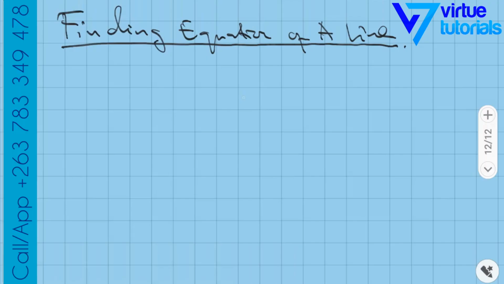Okay, so we've already discovered that all the lines that are drawn on the Cartesian plane have an equation, right? And we said that equation is y is equal to mx plus c. We also said that in this equation, m and c are the only numbers, right? m and c represent actual numbers, right? So now we want to look at how we can find the equation of a line.